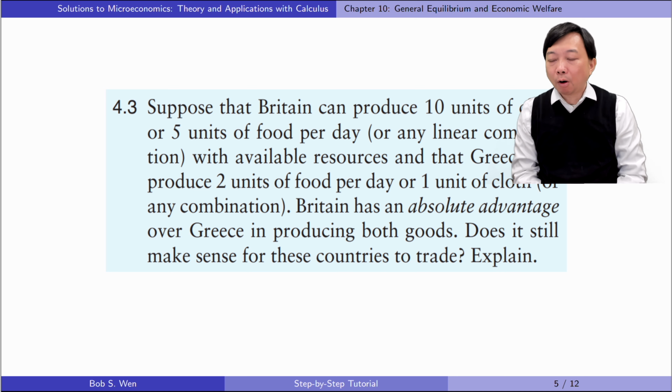Let's solve exercise 4.3. Suppose that Britain can produce 10 units of cloth and 5 units of food per day, or any linear combination, with available resources, and that Greece can produce 2 units of food per day and 1 unit of cloth, or any combination. Britain has an absolute advantage over Greece in producing both goods. Does it still make sense for these countries to trade? Explain.